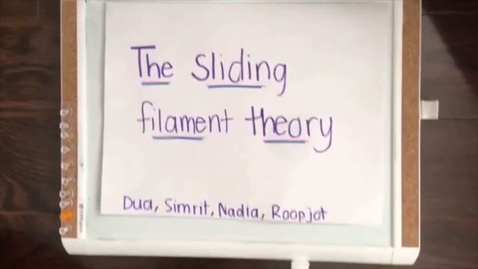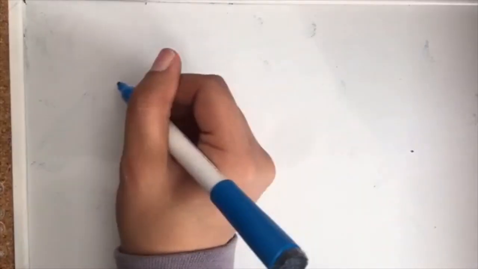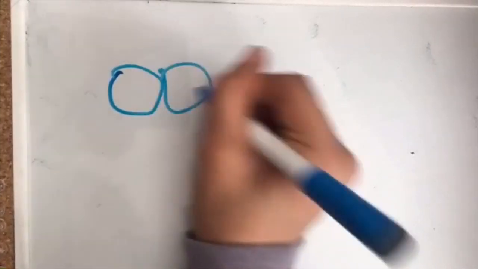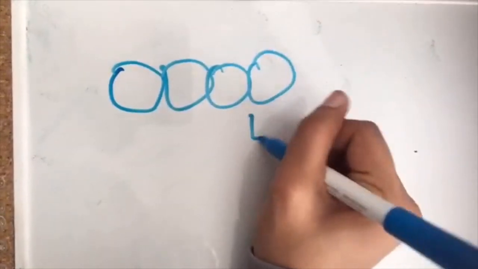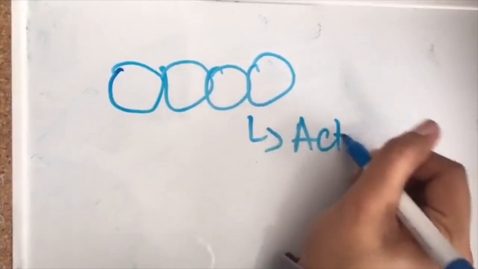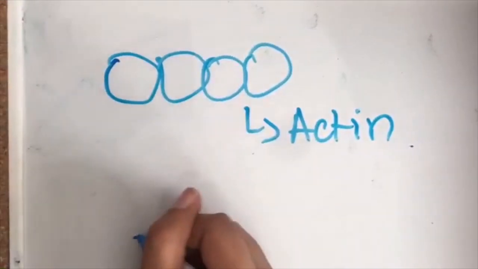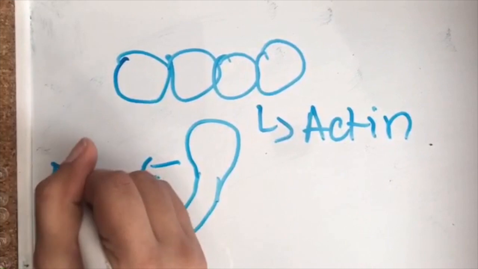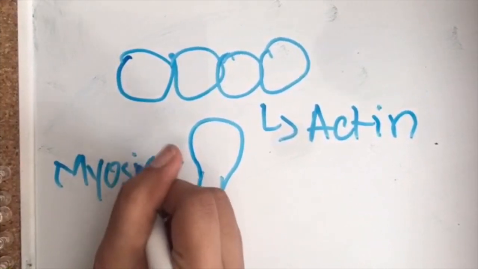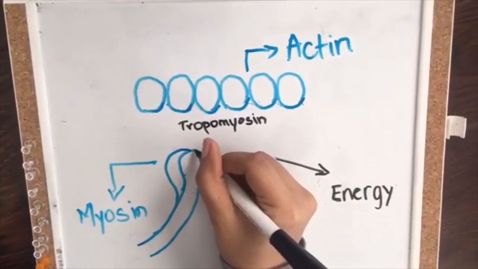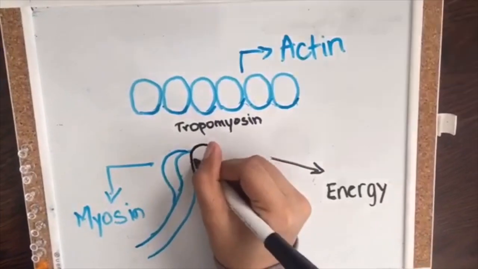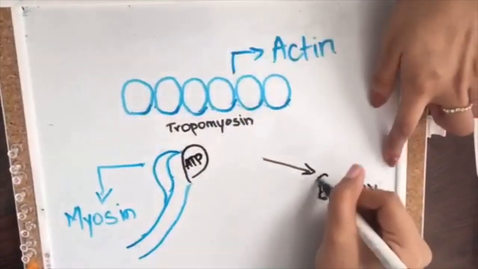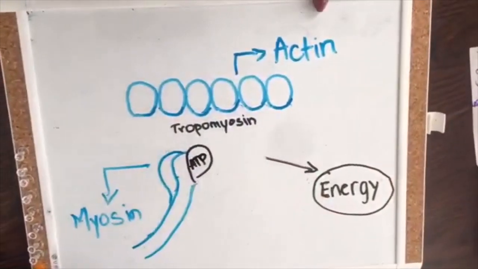The sliding filament theory. For step 1 of the sliding filament theory, we first have actin as shown below. They look like attached beads. Similarly, we have myosin, which cross-bridge attaches to actin because it would like to interact with it. In order for these two to interact, ATP, which acts as the energy source, and access to actin are needed.